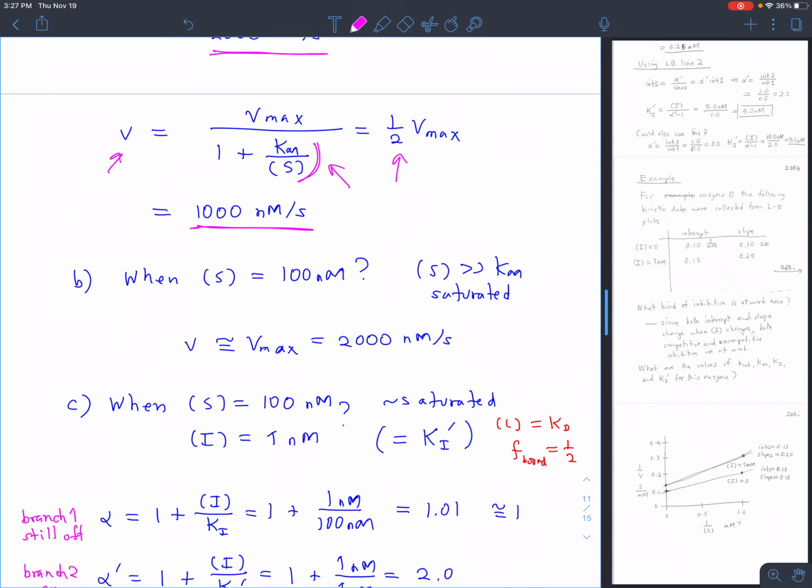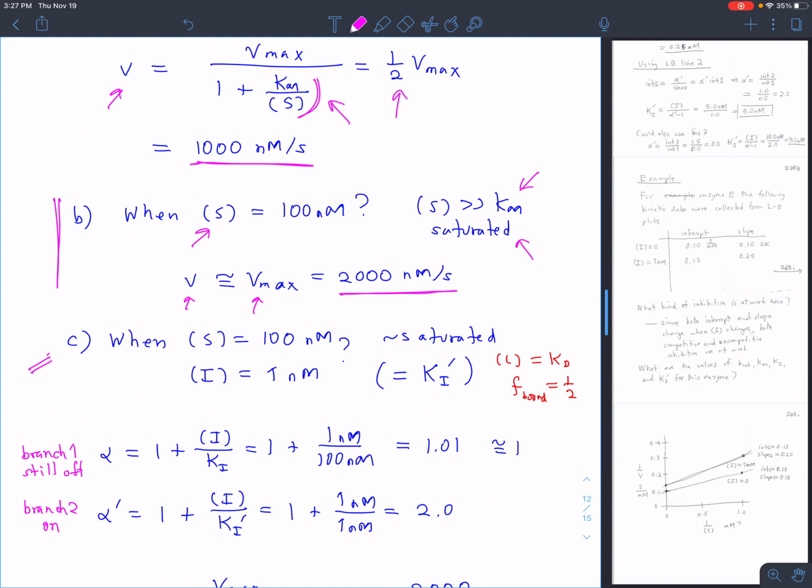Well, first, before we go into inhibition, let's see what happens if we increase the substrate concentration to 100 nanomolar. That's 10 times the Km value. It's not quite perfectly saturated, but it's 90-something% saturated, which means that our velocity is going to be more or less equal to Vmax. I didn't actually calculate the true value. It's something less than 2,000, but it's going to be close to 2,000.